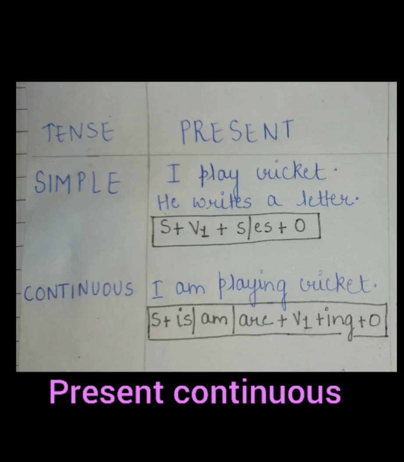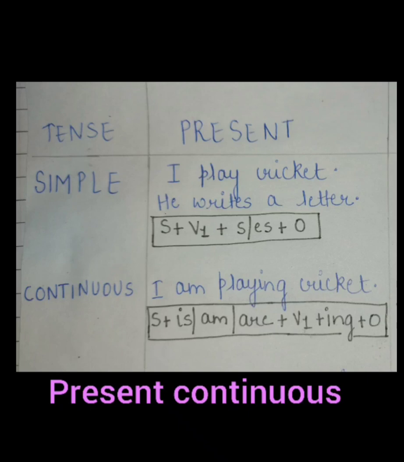In simple present, you only say that I play. You are talking about your routine. Whereas in your present continuous, you are talking about the continuity of the action, that you are still playing cricket. Okay, so let's try to understand this with the help of example. So in present continuous, my example will be I am playing cricket. So let's try to understand the rule.